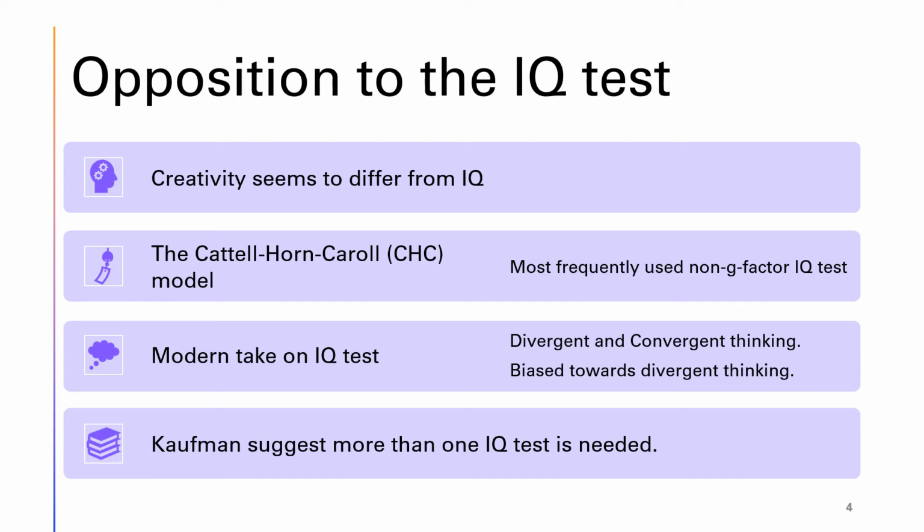And in a modern look at IQ testing, Kaufman states that divergent and convergent thinking are both used in modern IQ testing that include the G factor, but they are biased towards convergent thinking, suggesting that there is a stagnation in data from the 1950s that needs to be updated through more IQ testing when testing IQ.